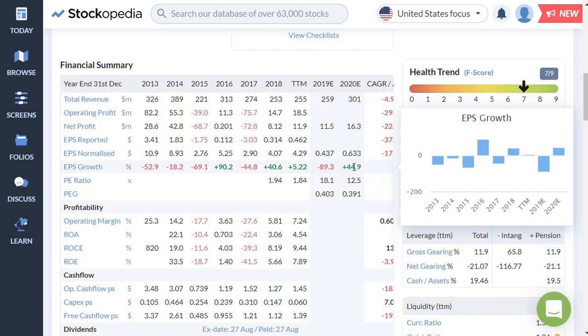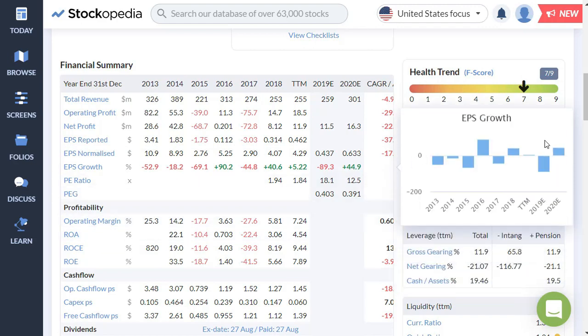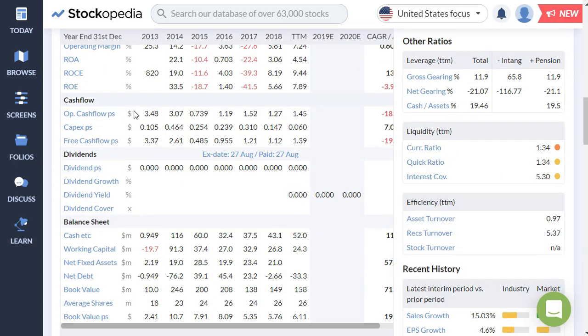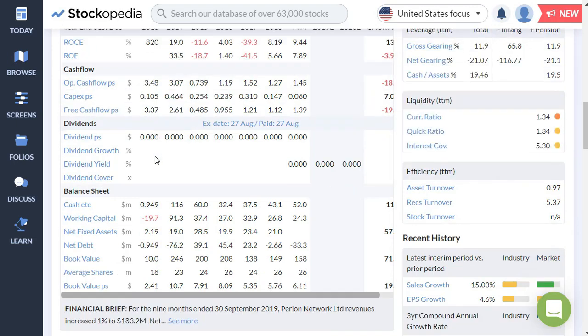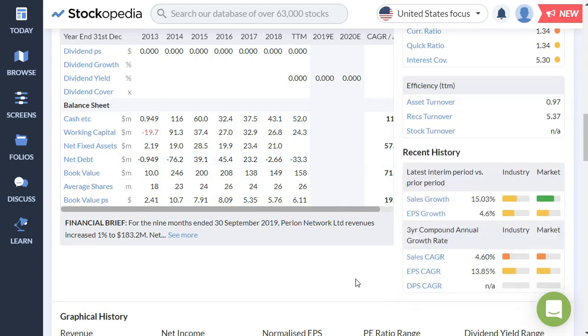I don't know this company, but just from the looks of this, I do not like dropping earnings per share, I must admit. But it does have a Petrosky score of 7. Cash flow is dropping a bit. Okay, net debt. They have negative net debt, that is okay.